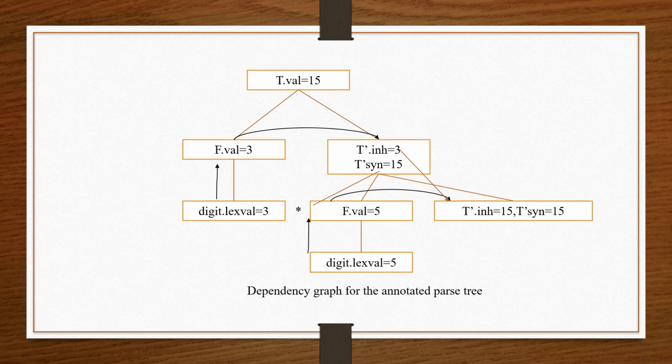Now it is copied to synthesized. Okay, T dash inherits is equal to T dash synthesized. So this is 15. So now again this is copied to T dash synthesized. Okay, so 15. And finally it becomes T dot value is equal to 15. So this is the dependency graph for the previous annotated parse tree.